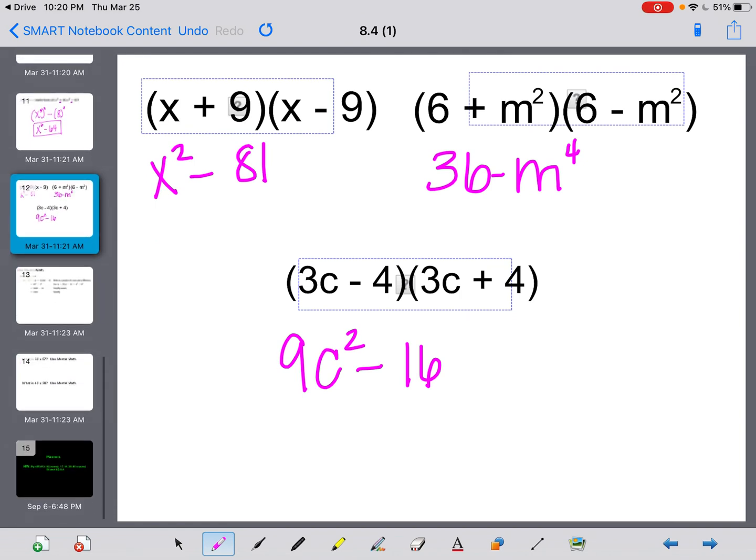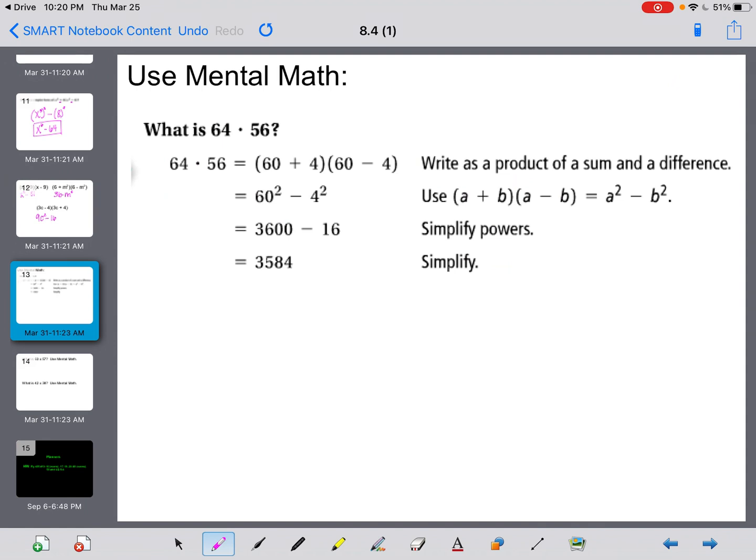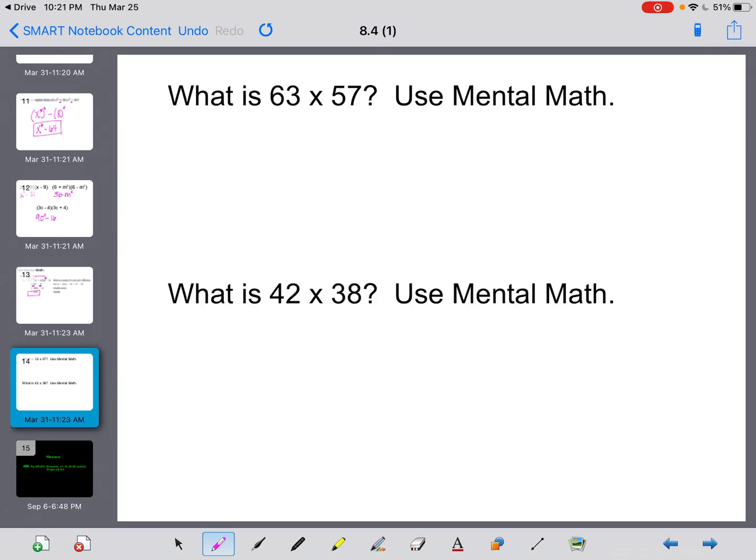And just for one more little bit of practice, we're going to do a little bit more mental math. What if they give you something big, like 64 times 56, and they want you to do that in your head? Well, these are both 4 away from 60. The first one is 60 plus 4. The second one is 60 minus 4. So you would square the first term, square the second term, and subtract them for a final answer of 3,584.